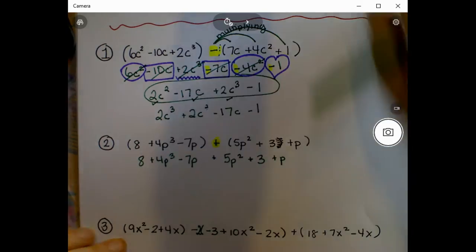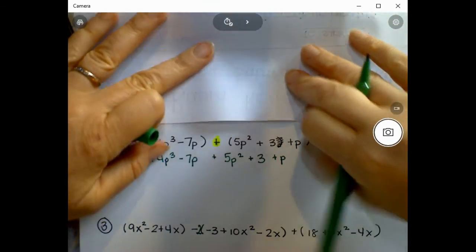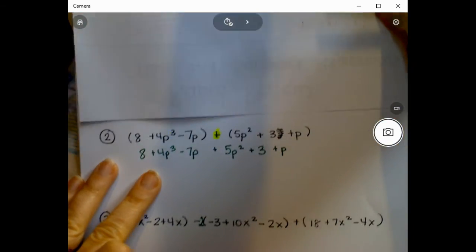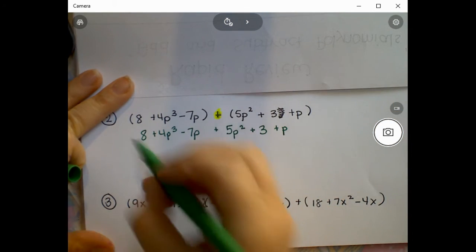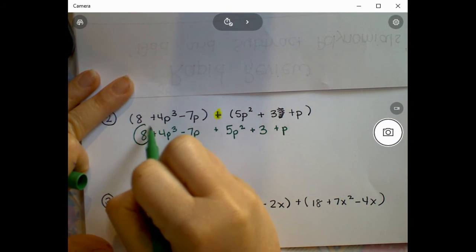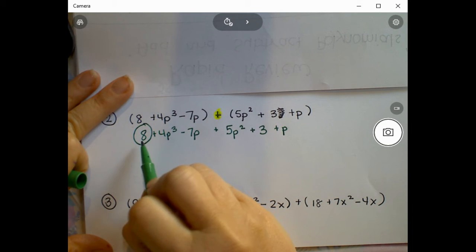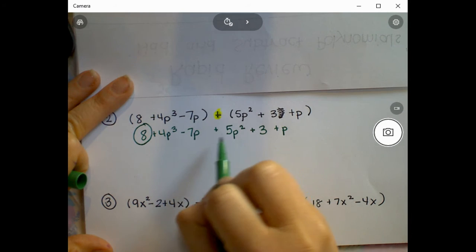I'm actually going to fold this over so that the top isn't distracting to you. Now we need to go through and combine like terms. So here we have a constant. There's no variable with that, so we're going to look through for more that have no variable.